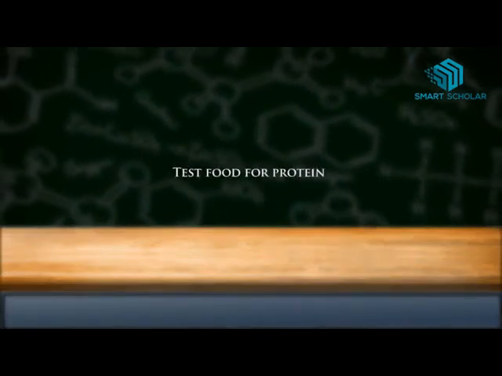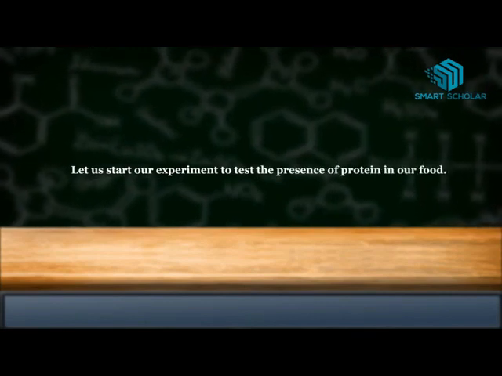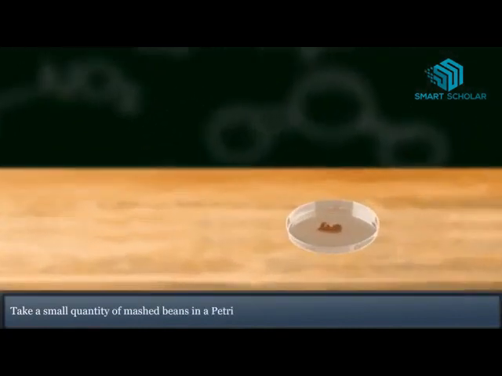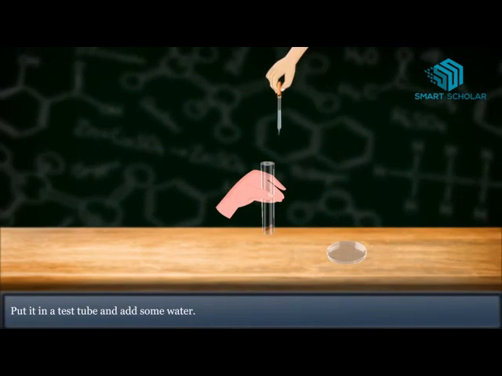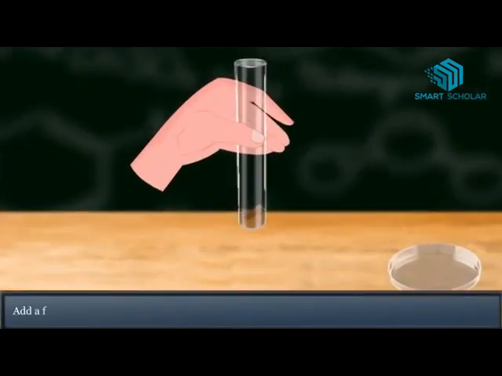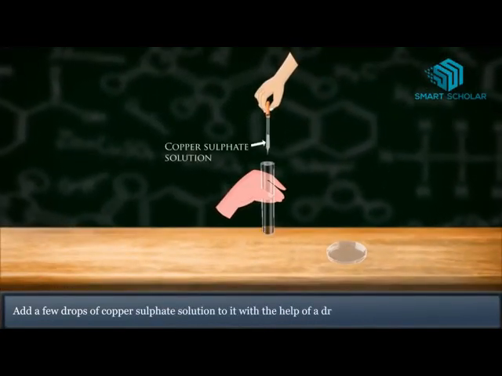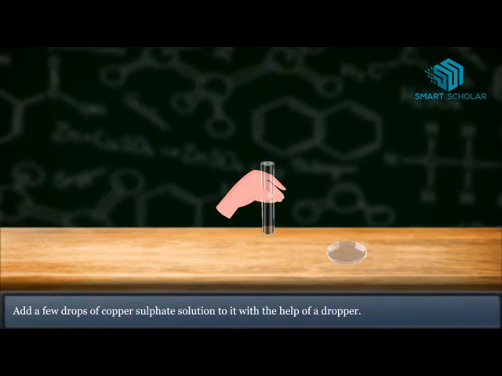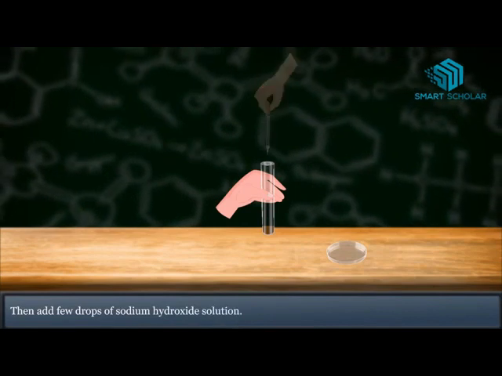Test food for protein. Let us start our experiment to test the presence of protein in our food. Take a small quantity of mashed beans in a petri dish. Put it in a test tube and add some water. Add a few drops of copper sulfate solution to it with the help of a dropper. Then add a few drops of sodium hydroxide solution.